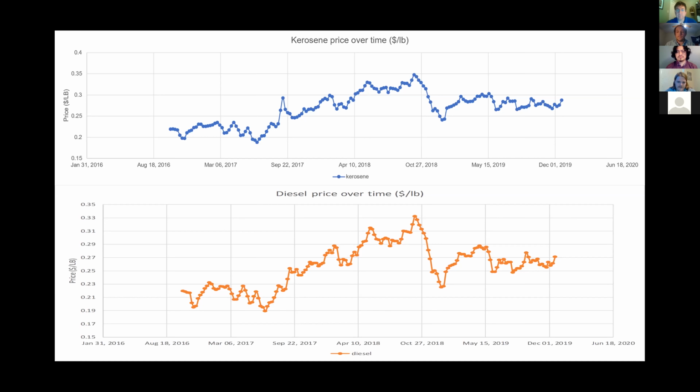And this is just the continuation of that with kerosene and diesel. And like Dr. Shear was saying earlier, if you look at the kerosene and diesel, you can see that they trend very, very similarly. And that's something that we would expect, given that all of these commodities come from the same base, which is crude oil. And so pretty much all of them are going to fluctuate with the price of crude oil.